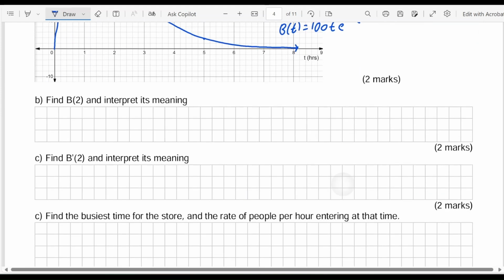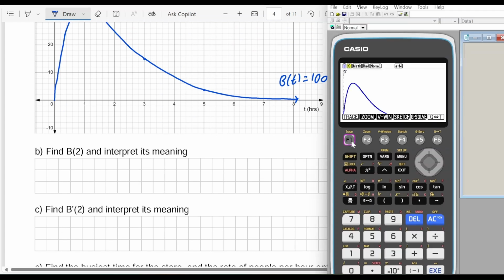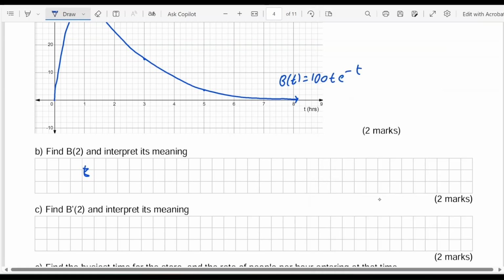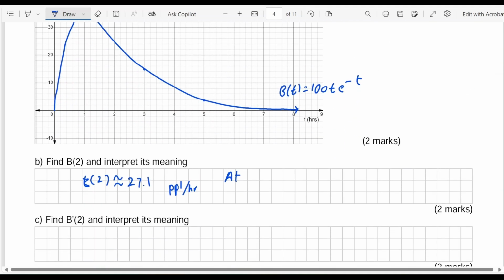Find B of 2. All right, so you've got to go trace into 27.0 or 27.1. So people per hour. So at now 2, since the time starts at 9 AM, this will be at 11 AM. There are approximately 27.1 people per hour entering the shop.